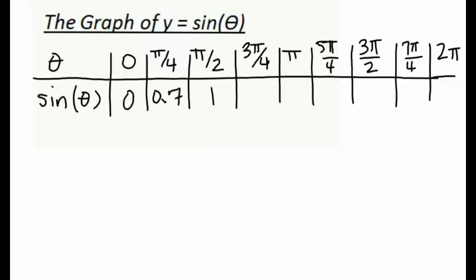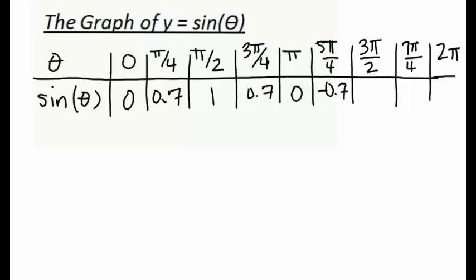3 pi by 4 is 135 degrees, and when we evaluate that, we're also going to get about 0.7 on our calculator. Next up is 180, and if we evaluate sine of 180, we're going to get a value of 0. 5 pi by 4 is 225 degrees, and if we evaluate sine of 225 degrees, we should get about negative 0.7 using our calculator.